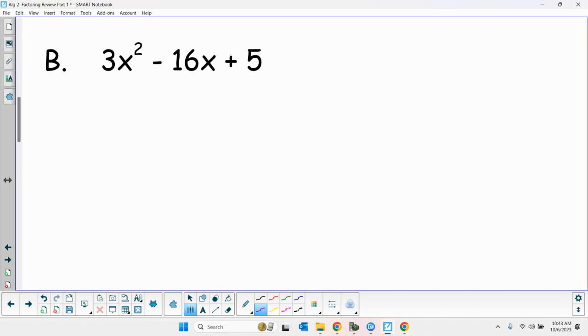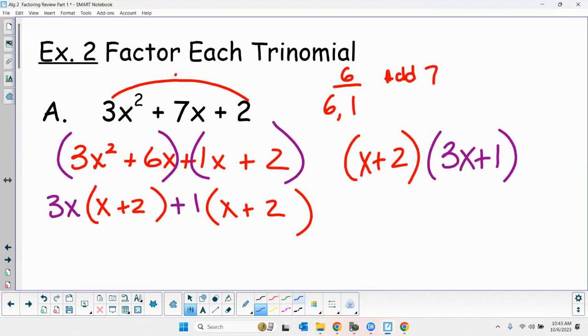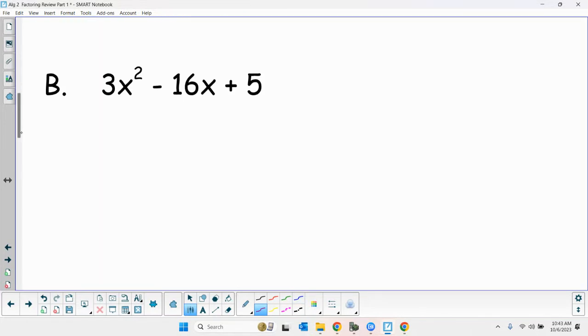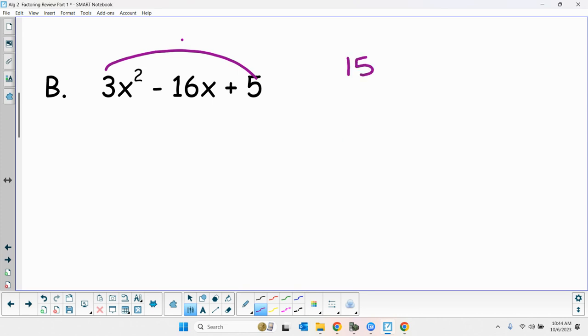Okay. Nothing GCF, so what do I gotta do with the 3 and the 5? Multiply them, right? 3 times 5 is what? 15. Adds to get what? Negative 16. What do we say? When the third's plus, they're both whatever that is, right? And in this case, they're both negative, right? So -1 and -15. You see that?